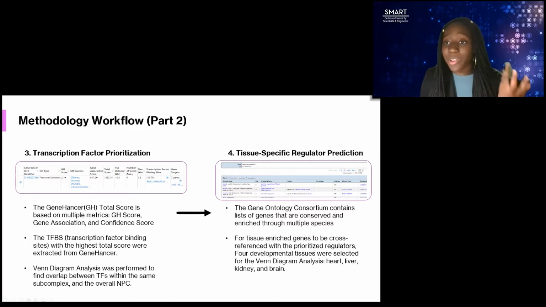Using this list of prioritized transcription factors, I wanted to see if these transcription factors would appear on lists of genes for very specific tissues. To do this, I went to the Gene Ontology Consortium website, which houses lists of genes for specific tissues that are conserved and enriched throughout multiple species. For example, the heart has roughly 600 very, very important genes. I wanted to see if any of my transcription factors would appear on the list of these very, very important heart genes. And I did this for 4 different tissues: developmental heart tissue, developmental liver tissue, kidney tissue, and brain tissue.